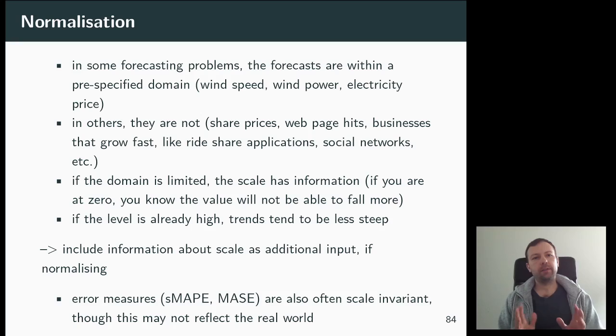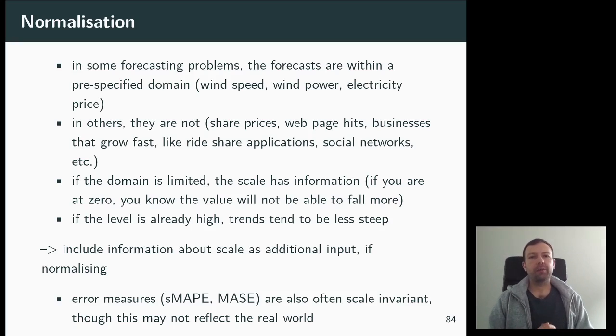Yeah, this kind of concludes the part of how to deal with non-stationarity. Now I just want to discuss a couple of other issues that you need to take into account when building a machine learning model for forecasting. One is normalization, so how to normalize the series before feeding them into your model.